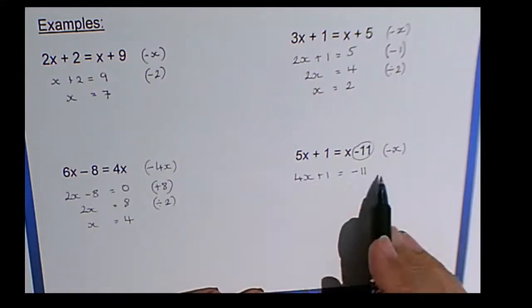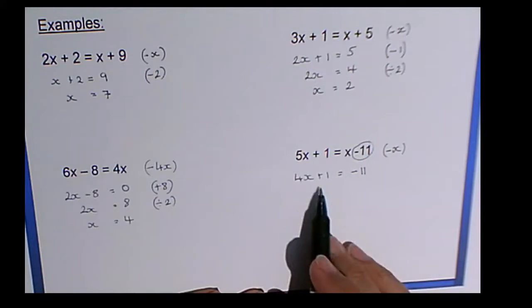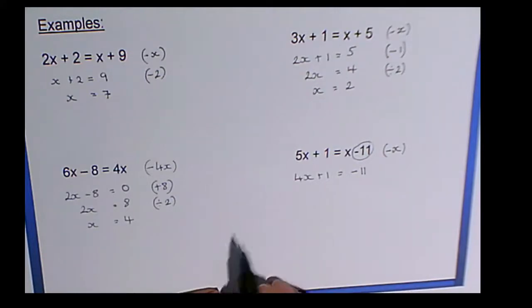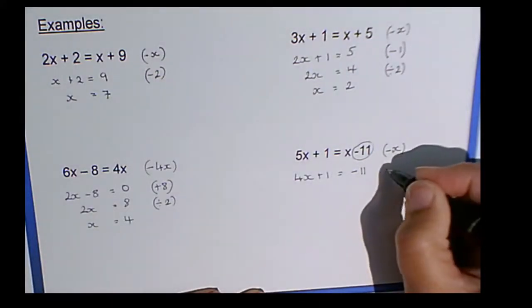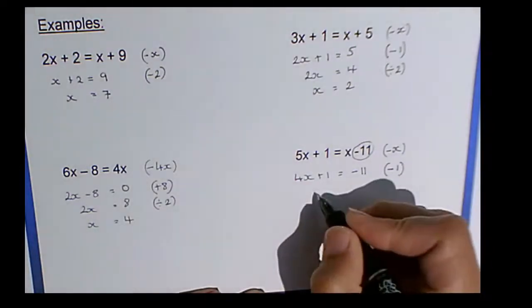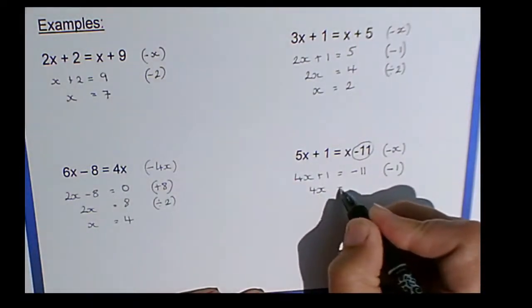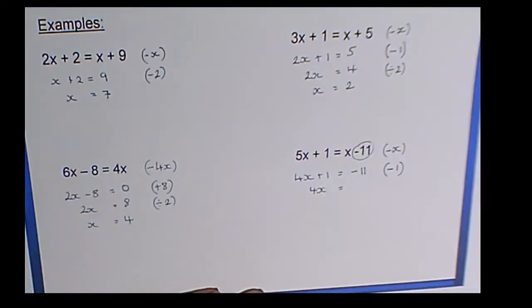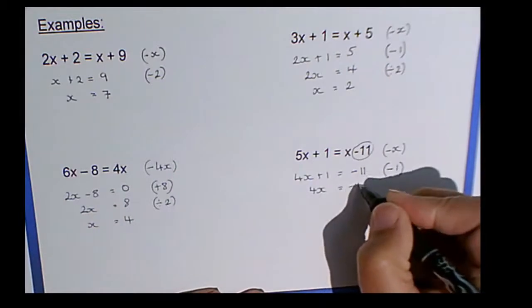Let's keep the letters this side then, because we've got numbers on their own over here. So we want this number to go away from this side. So plus 1, to get rid of that, we're going to do minus 1. So we do that to both sides. If I subtract 1 from this side, I have 4x. If I subtract 1 from this side, minus 11 minus another 1 is minus 12.